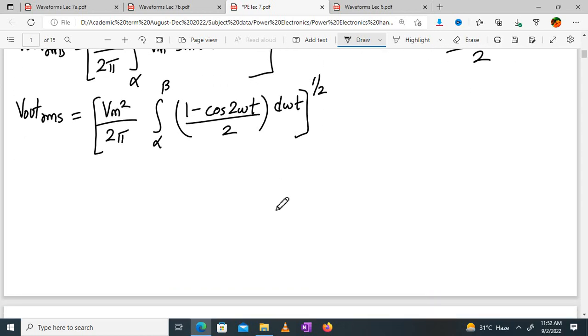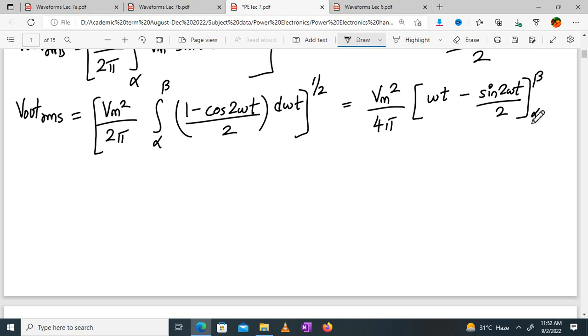Is that all right? So what will come over here? This 2 also, if I take it over here, I will get Vm square upon 4 pi. What is integral of 1? Omega T. And what is integral of cos 2 omega T? So it will be minus sine 2 omega T upon 2, correct now, because this 2 we have taken outside. And this will be from alpha to beta, omega T going from alpha to beta. The whole raised to half.